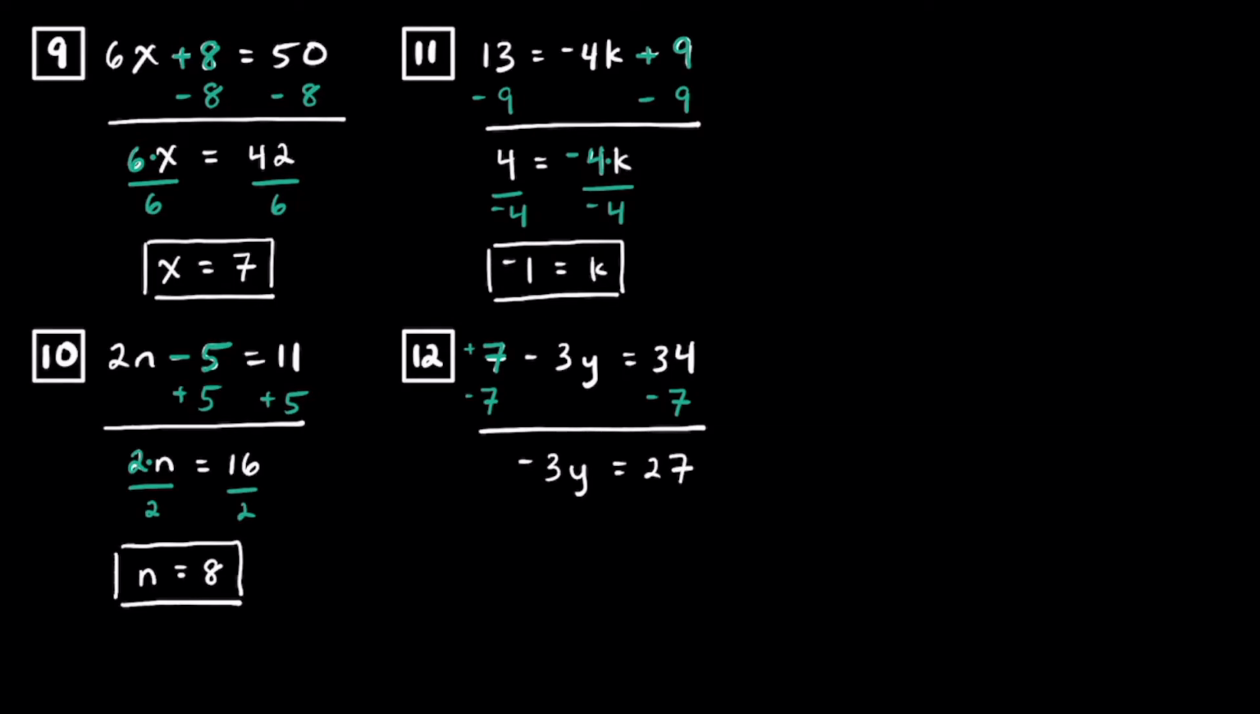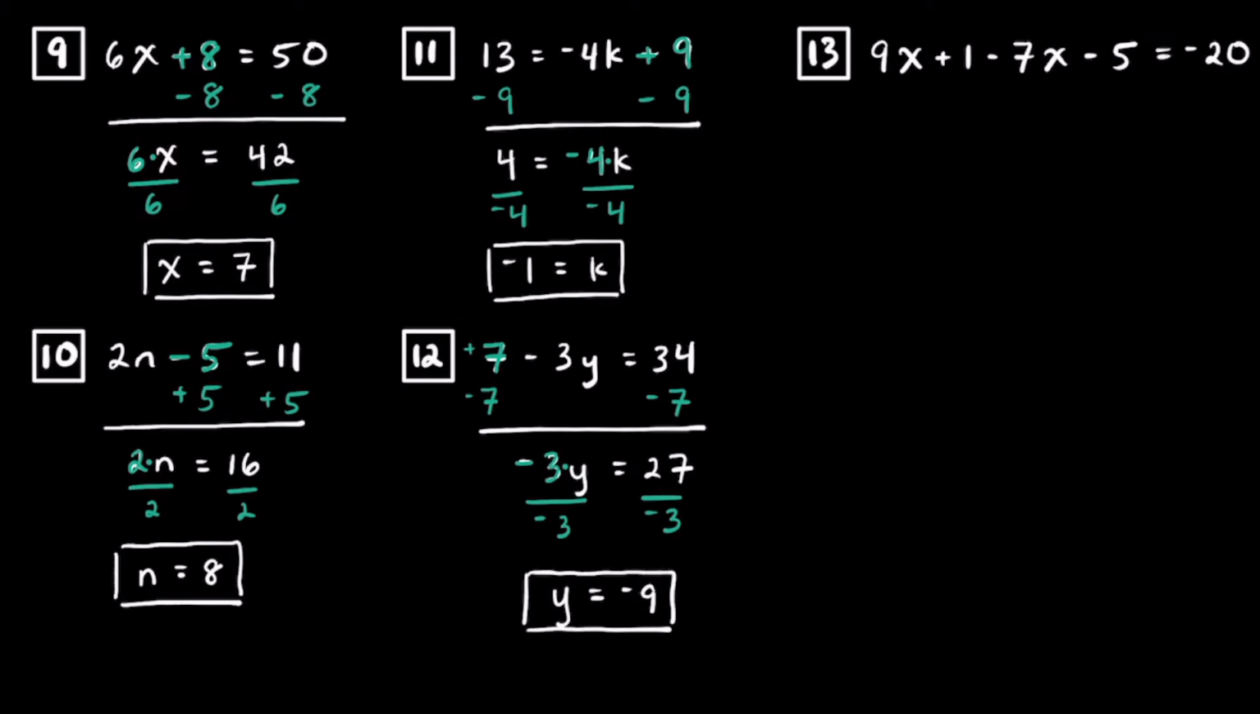Now, we're almost there. We have one more step. We have this negative 3 as a coefficient multiplying by the y, so we don't want that negative 3. We want a positive 1. So let's go ahead and divide both sides by negative 3. Negative 3 divided by negative 3 on the left side is positive 1, or just 1y. I'm not going to write the 1. And 27 divided by negative 3 is going to equal negative 9. So that would be the solution to this equation.